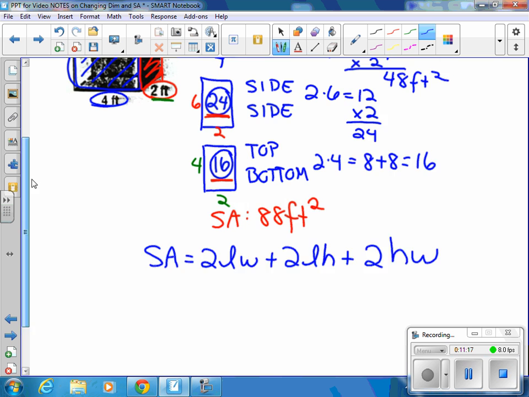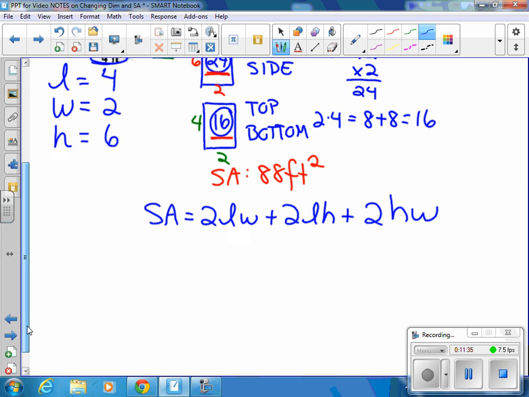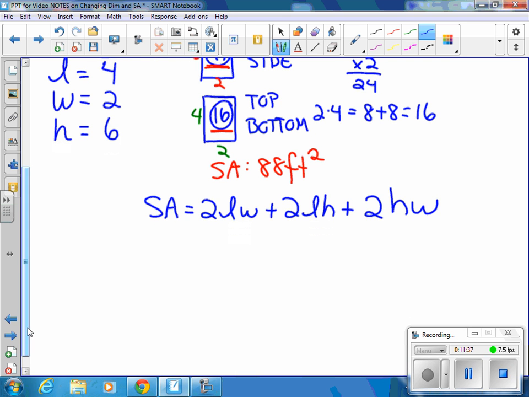The first thing I would do, let me go back up here a minute, is I'm going to go ahead and write down what is my L, what is my W, and what is my H. I have to know this to plug it in correctly in my answer. So the length is 4, the width is 2, and the height is 6. All right, so we've got that. So I'm just going to go ahead and plug it in. Wherever I see an L, I'm going to plug in 4. Wherever I see a W, I'm going to plug in 2. Wherever I see an H, I'm going to plug in 6.